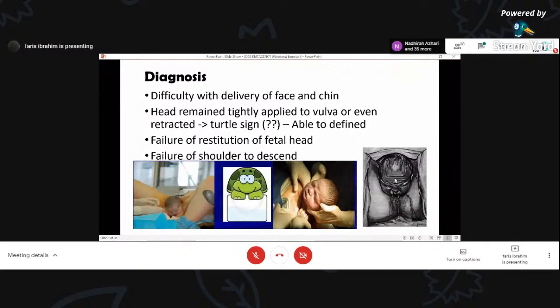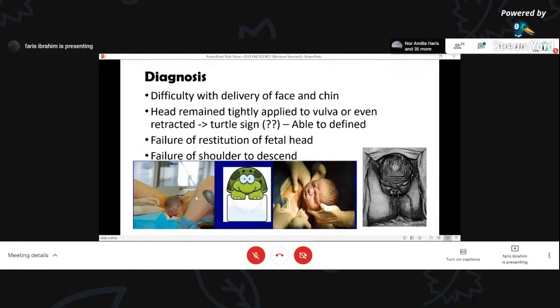If you would like to define it, you should know how to define it. Okay, and as I mentioned before, it correlates with the mechanism of labor. So in shoulder dystocia, basically it's because of the failure of restitution of the fetal head and the failure of the shoulder to descend, because the shoulder is impacted at the sacral promontory or at the maternal symphysis pubis. Okay, that's basically how you diagnose. It's totally a clinical diagnosis. You don't need any investigation to diagnose shoulder dystocia.